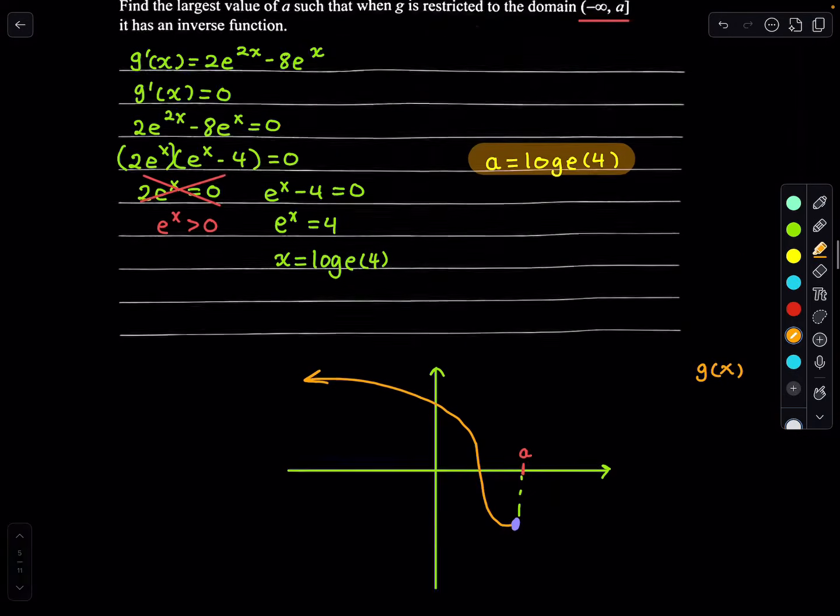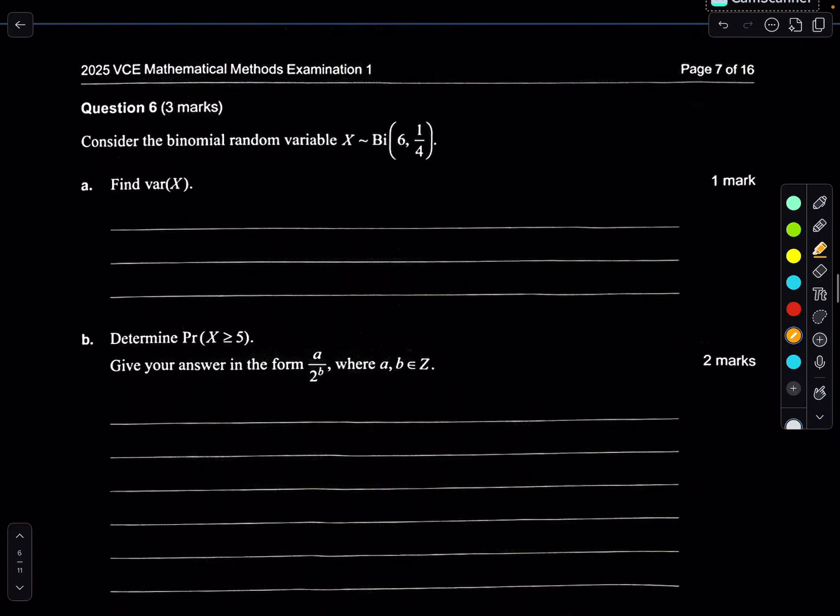Beautiful. Question, let's have a look at this. Question 6. Consider the binomial random variable. We have this beautifully. Find the variance.